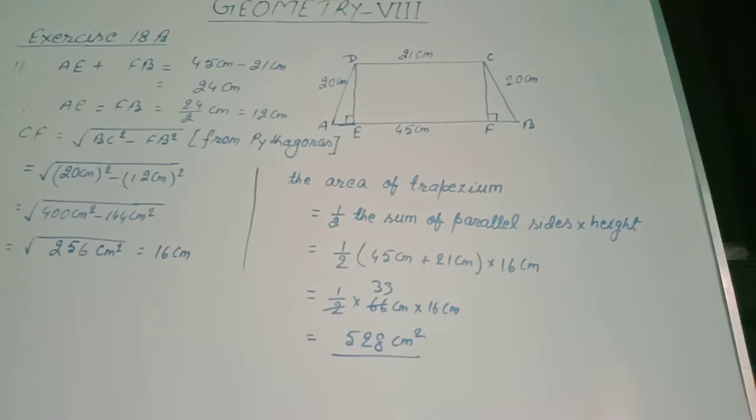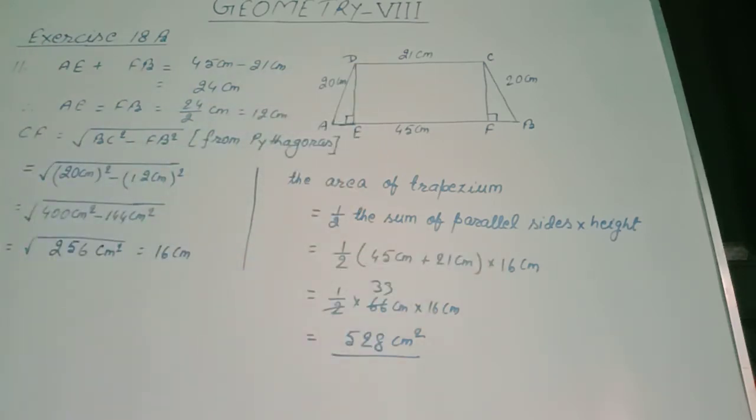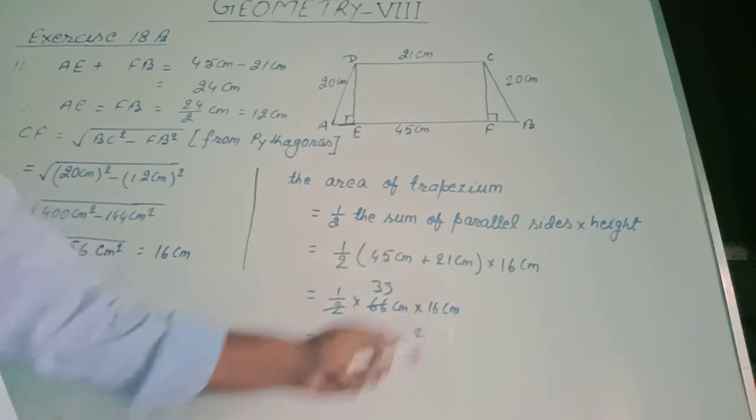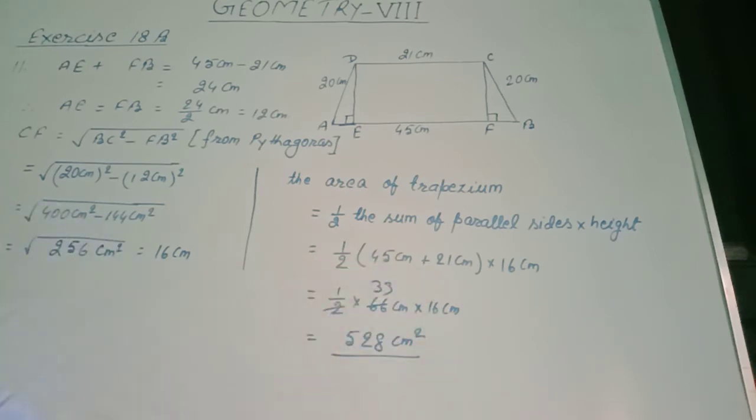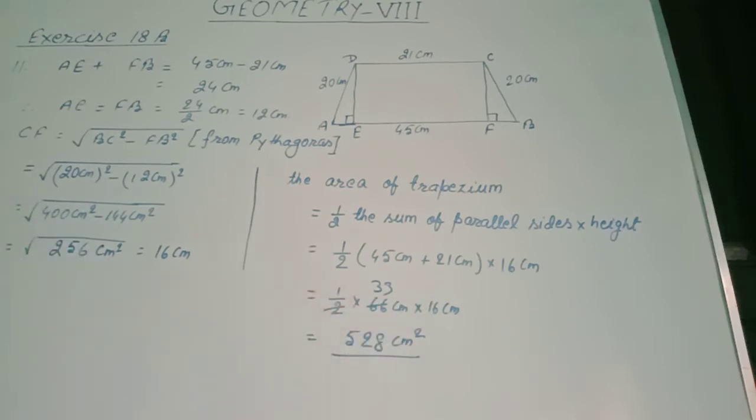Now the area of trapezium equal to half into sum of parallel sides into height equal to half into parallel sides are 45 centimeter and 21 centimeter. These two are added, and this addition is multiplied by the height of the trapezium, that is 16 centimeter. This sum is equal to 66 centimeter. These 2 are cancelled, 33 into 16 equal to 528 centimeter square, that is the area of the trapezium.